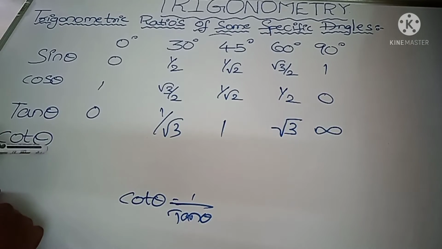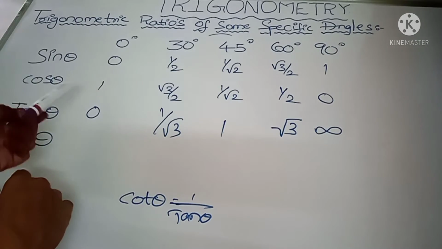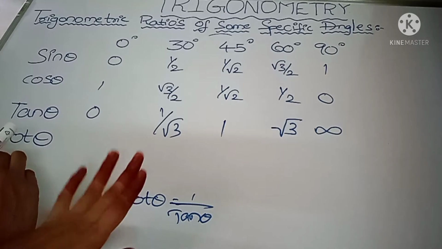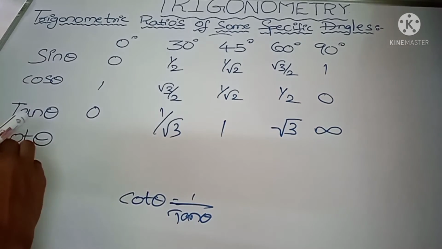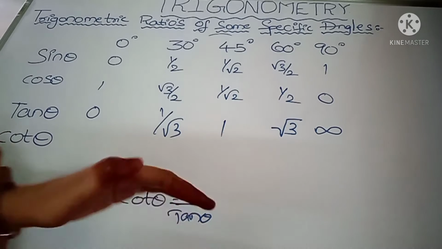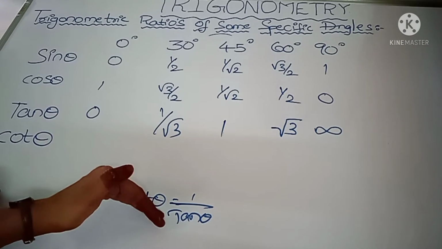Next is about finding the values of cot theta. In our earlier class we already learned the definition of cot theta. Cot theta is the inverse of tan theta. Yes, cot theta is equal to 1 by tan theta. Just substitute the tan theta values here, so we will get the values of cot theta.